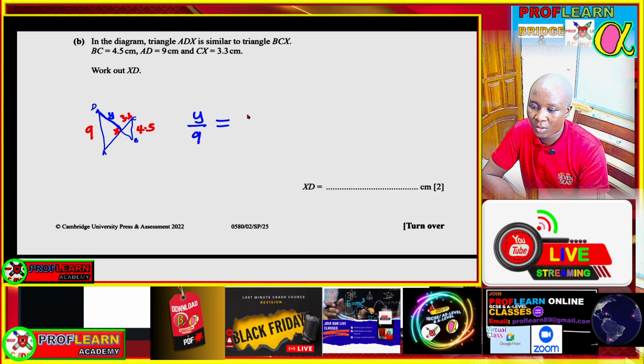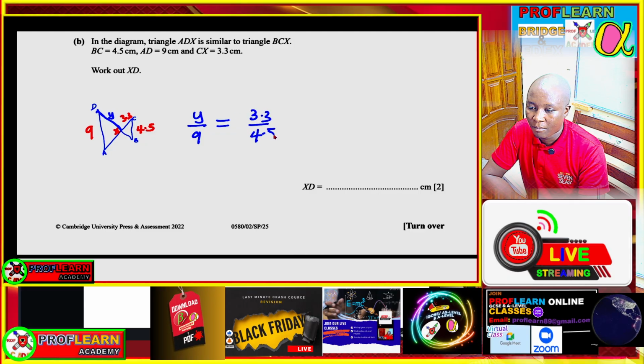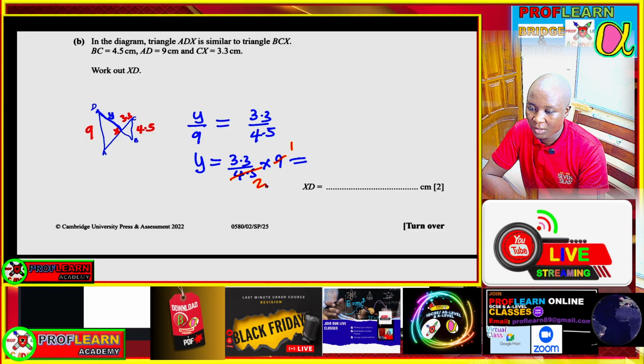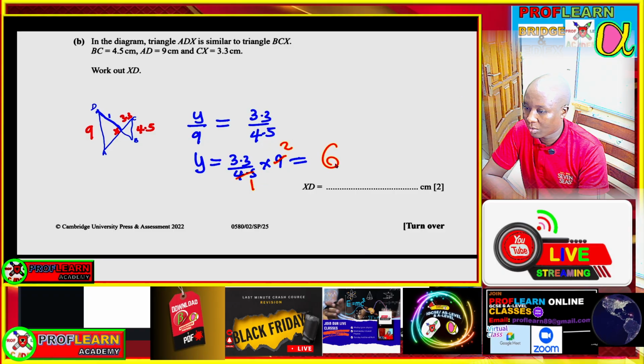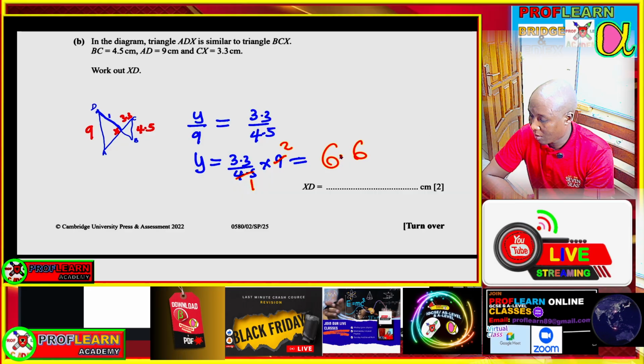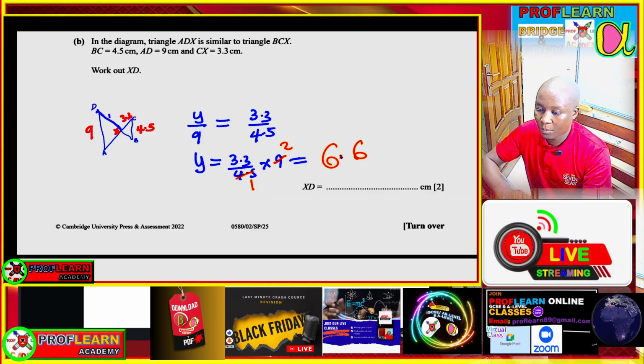But also you can use similarity. You say corresponding sides, y over 9 equals 3.3 over 4.5. Then if you cross multiply, you are going to get y being equal to 6.6. This is going to cancel. We shall have 6.6 as our final answer at that point.